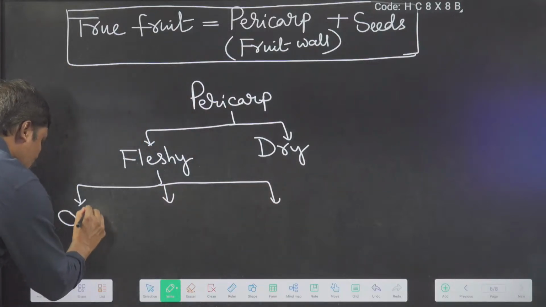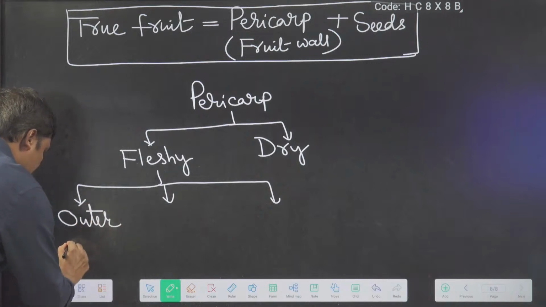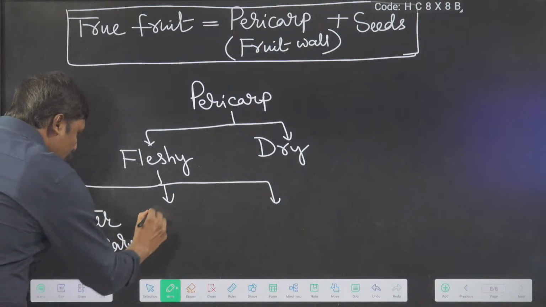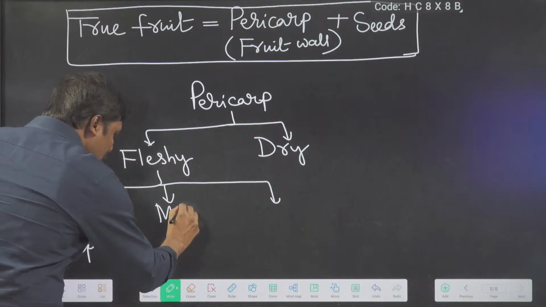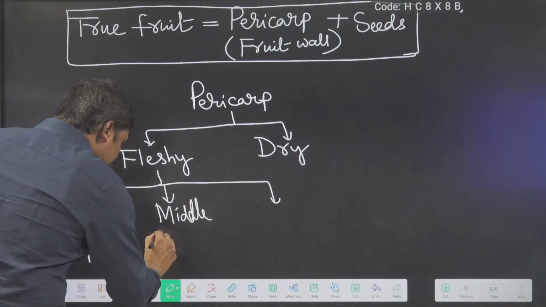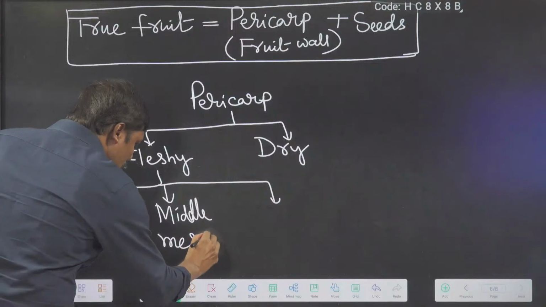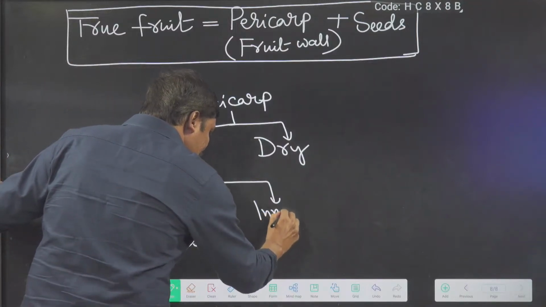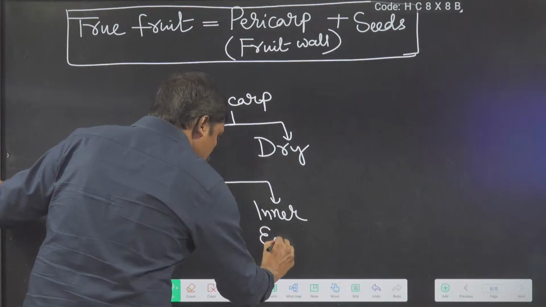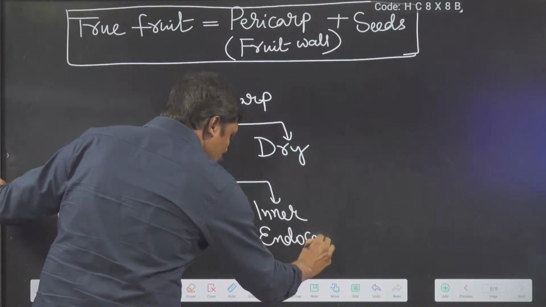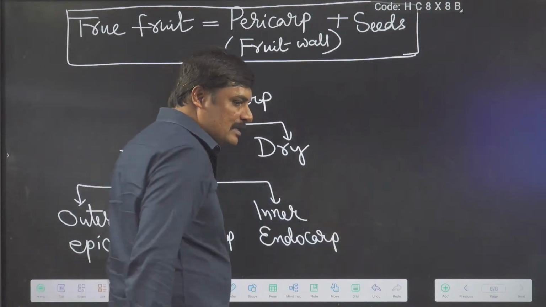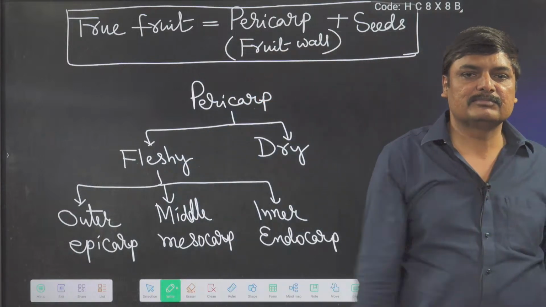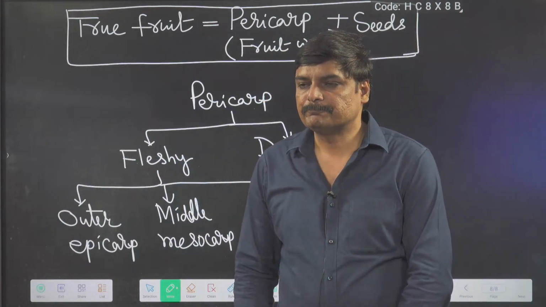Outer epicarp, middle mesocarp, inner endocarp. Such type of differentiation is not seen in dry fruits.